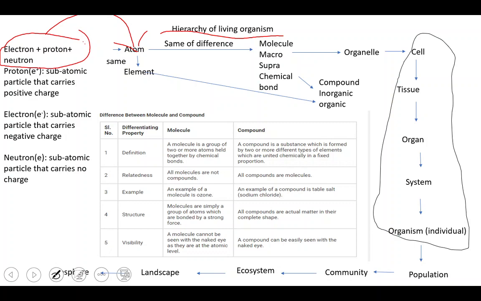So now, electron plus proton plus neutron. Proto means first, and neutral means neutral, something that does not have positive or negative. It is zero. So these three words come together to form what we call electron, proton, neutron individually, so that you will know their meaning. They bind together to form an atom.